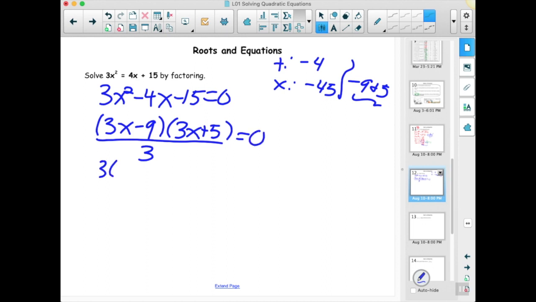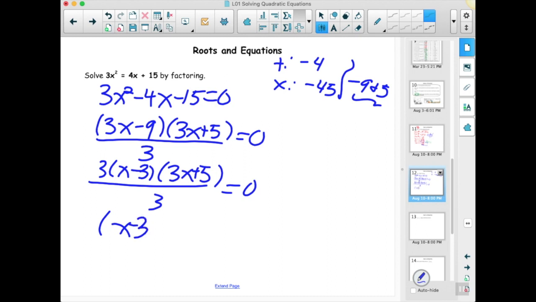Notice I can factor 3 out of here. 3x plus 5, all divided by 3, is 0. And that gives me x minus 3 times 3x plus 5.